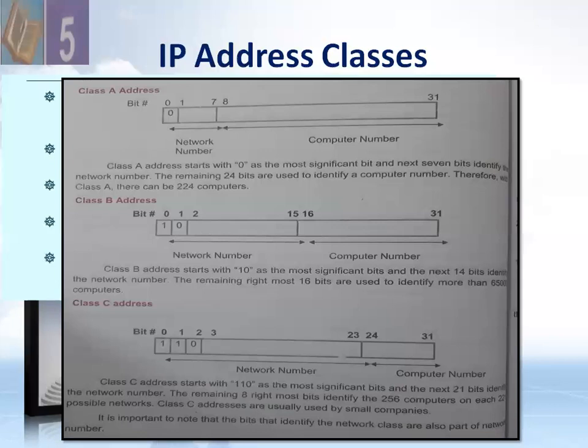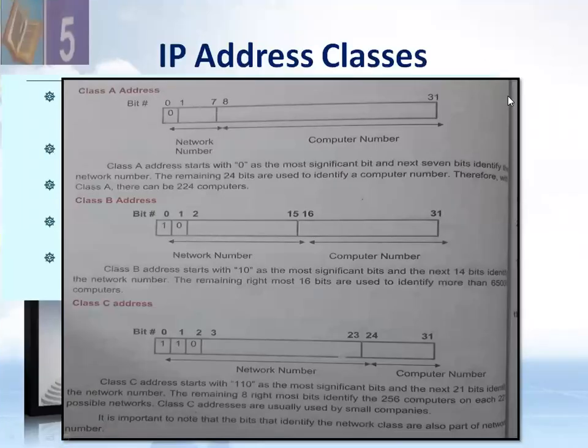Class C addresses are usually used by small companies. It is important to note that the bits that identify the network class are also part of the network number. So here we have 1 network number and more host numbers. Here we have 2 network numbers and here we have 2 computer numbers. And in class C, we have 3 network numbers and 1 computer number on this network. So these 3 are the basic classes of your IP addressing.